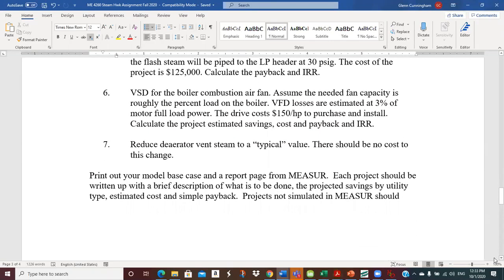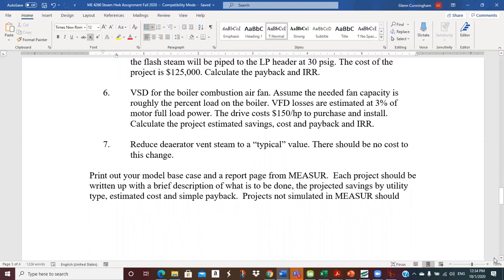Okay, you want to investigate a variable speed drive or a variable frequency drive. I've used both for the combustion air fan. Assume the needed fan capacity is roughly the percent load on the boiler. Well, we'll check that, percent load on the boiler, because we know capacity is 250,000 pounds an hour. That was given to you in the initial information.